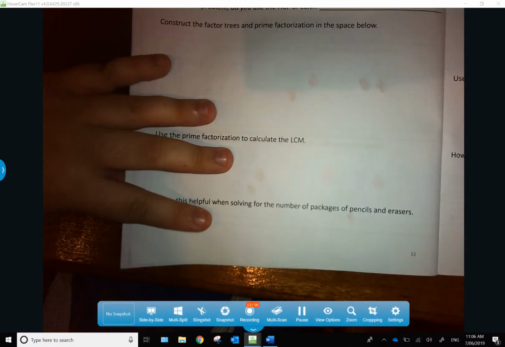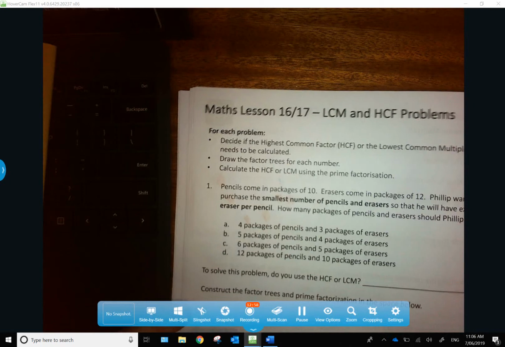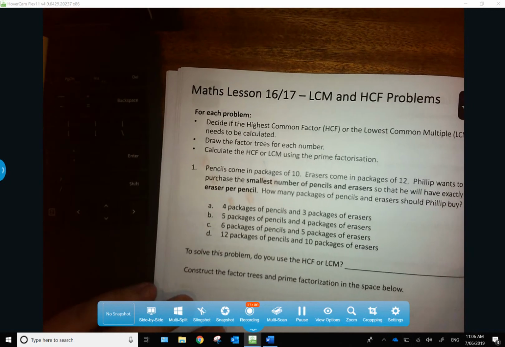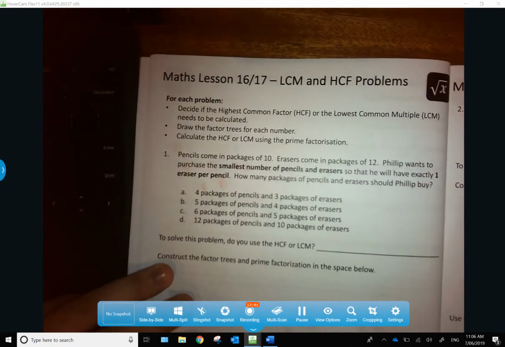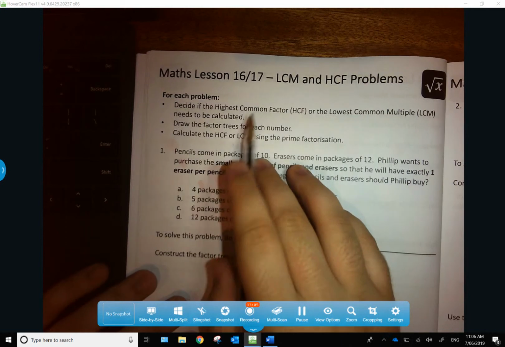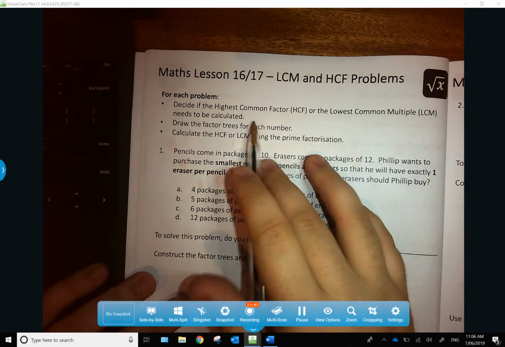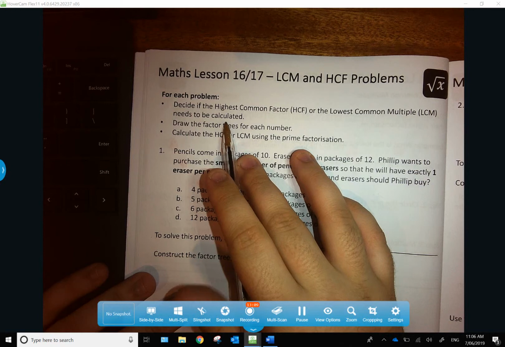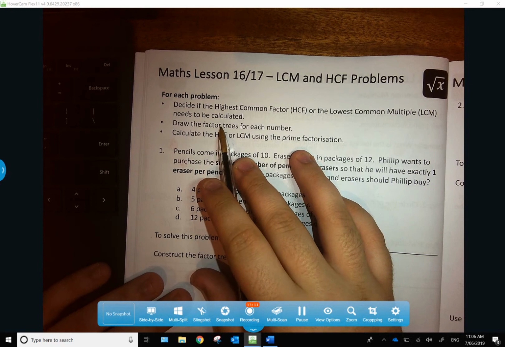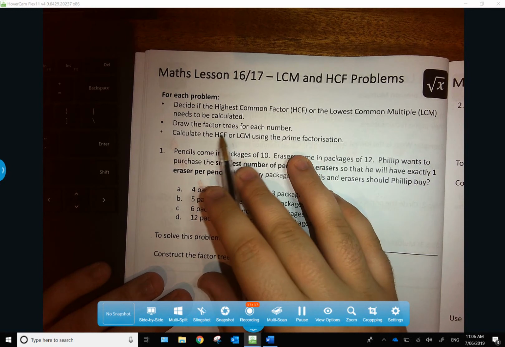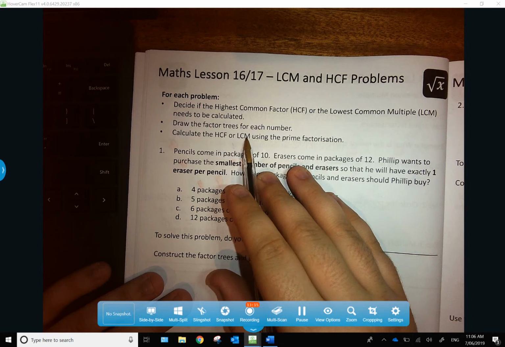Okay. I'm on page 22 right now. Let's read what we have to do. For each problem, decide if the highest common factor or lowest common multiple needs to be calculated. Then draw the factor trees, and then calculate the highest common factor or lowest common multiple. Let's look at some of these problems.